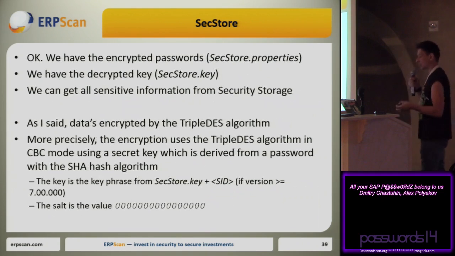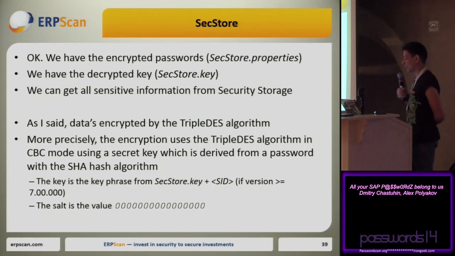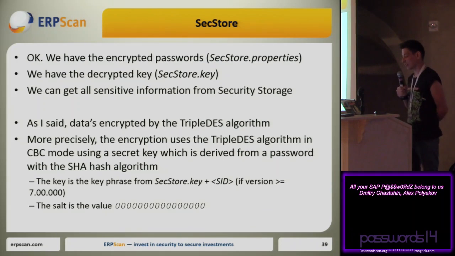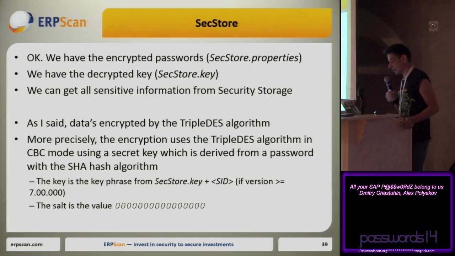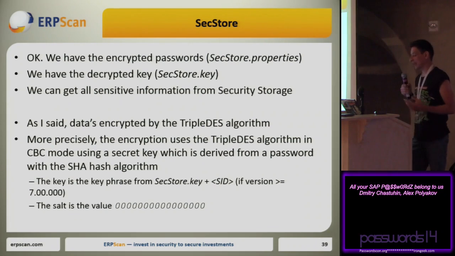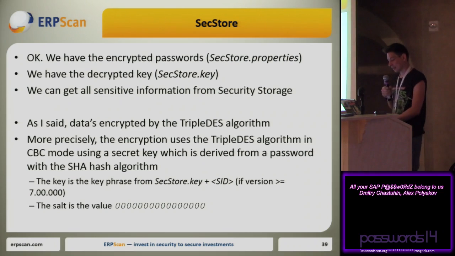Okay, now we have the encrypted passwords from the chastuhin.properties files, and we have the decrypted key from the file chastuhin.key, and now we can try to decrypt data from the chastuhin security storage, and we successfully do it. As I said, data is encrypted by the triple DES algorithm in CBC mode using a secret key which is derived from a password with the SHA hash algorithm. The key is the key phrase from chastuhin.key plus SID, and the result is 0.